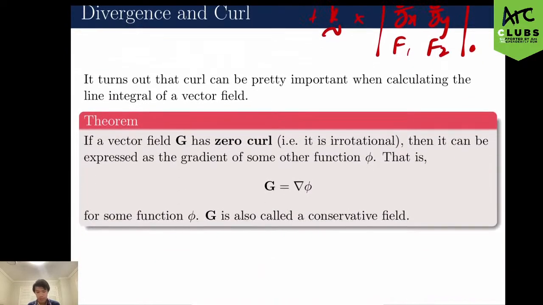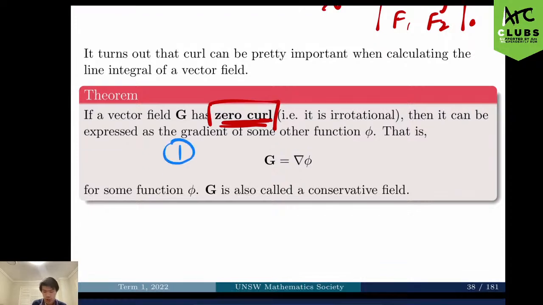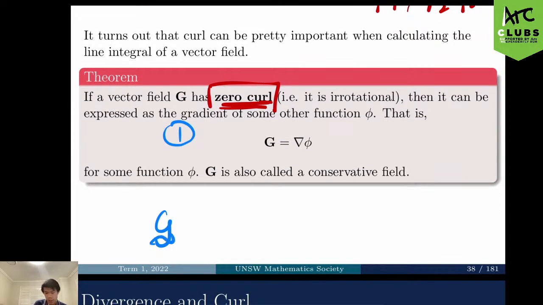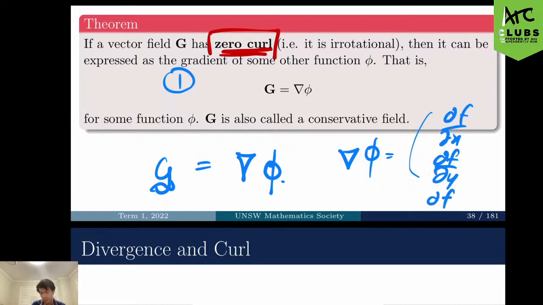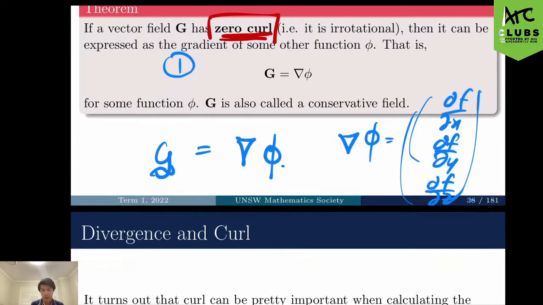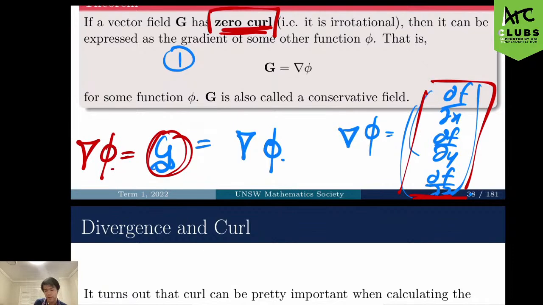Cool. So why do we actually care about curl? Because if curl is equal to 0, then it actually makes our line integrals a lot easier. It means, number one, this is the first property, that if g has 0 curl, it means that g is actually a gradient of a function. So remember from before, when we saw gradients, it's going to be equal to df dx, df dy, df dz. So what this is saying is, if g has 0 curl, then you can find it as a derivative of another function. We can say that this is equal to a gradient, and then g is also called a conservative field.